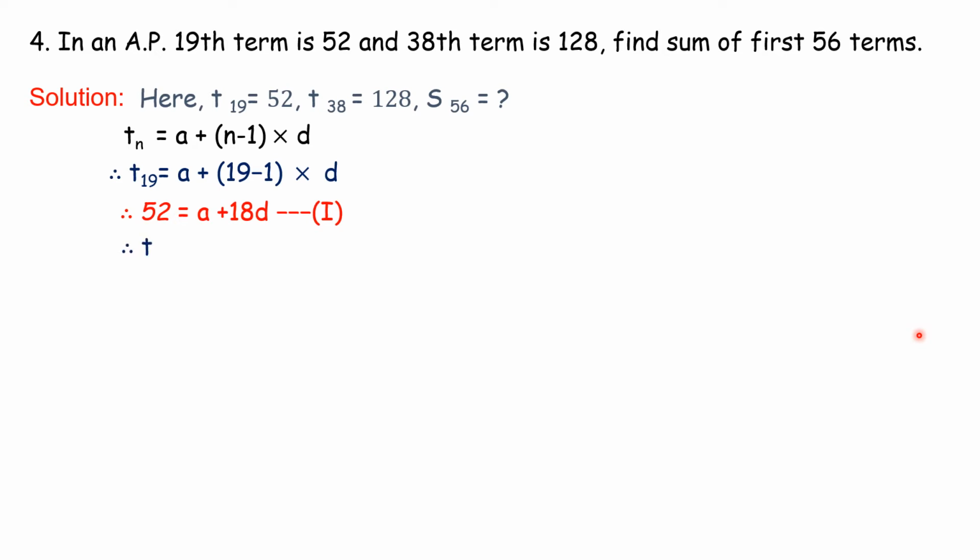Now we find another linear equation. 38th term is equal to a plus 38 minus 1 into d. That is, 128 is equal to a plus 37d.